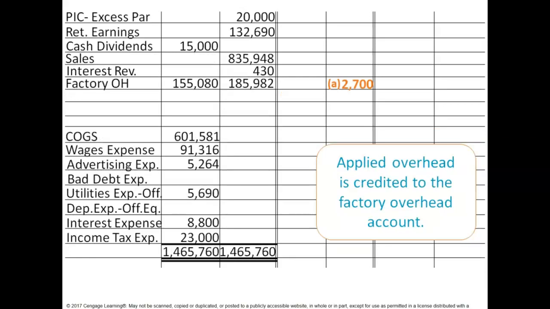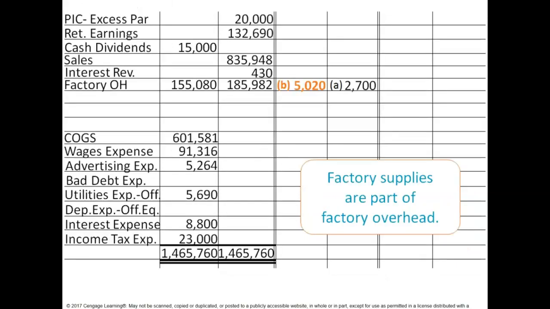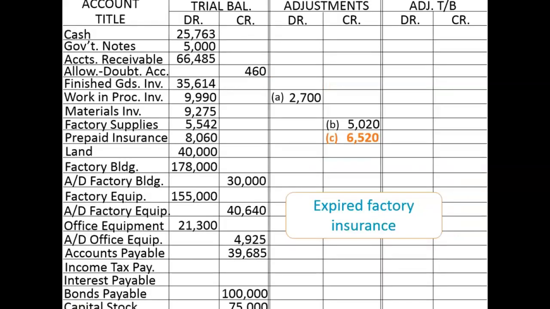So meanwhile, now we've got the applied overhead credited to the factory overhead account. We've got some supplies that were used during the year, and those are indirect, and so those are part of our factory overhead. We've got some expired factory insurance.